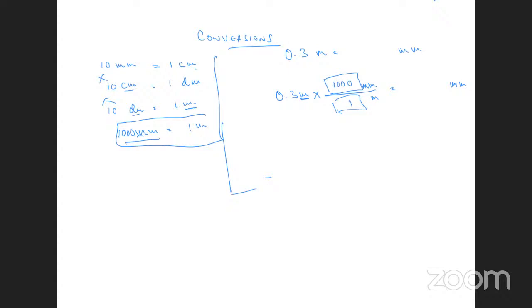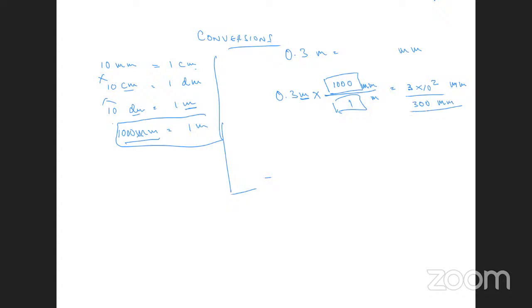Then you will get the answer as 3 times 10 to the power 2. Why 3 times 10 to the power 2? Because that's a scientific notation. That's another video I will do about scientific notations. So you multiply 0.3 times 1000. Here it is 300 millimeters. That's what I have written as 3 times 10 to the power 2.